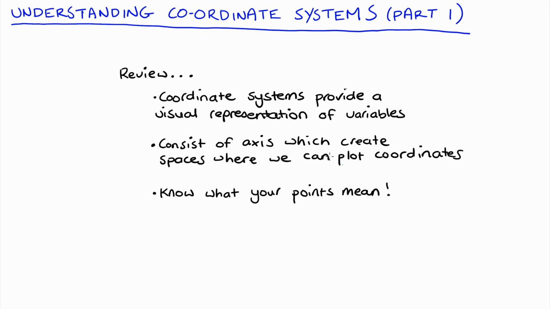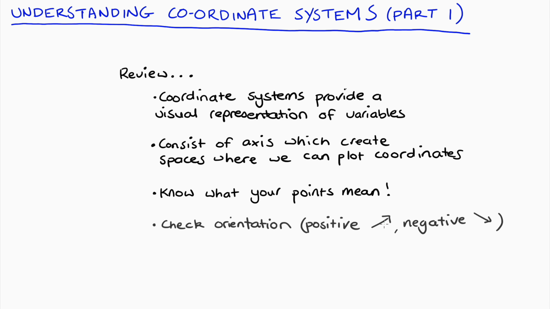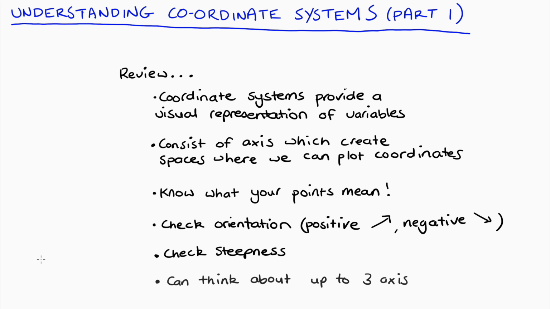You can check the orientation to see if there are any positive or negative relationships, and you can look to see how steep or flat the changes are. Lastly, we have 2D axes, but we can think about adding more variables, but really after 3 axes, it's a bit difficult to imagine. So that's it for this video though. It's pretty conceptual, this video.